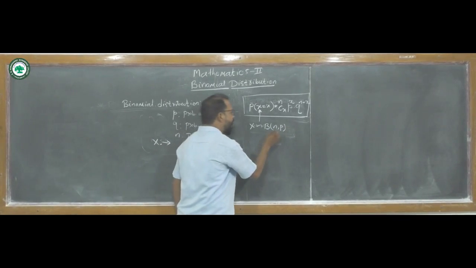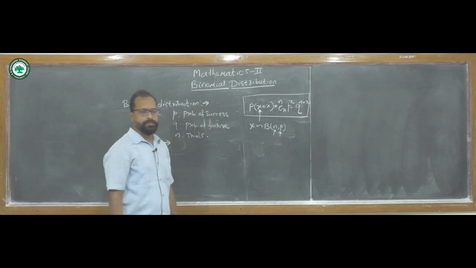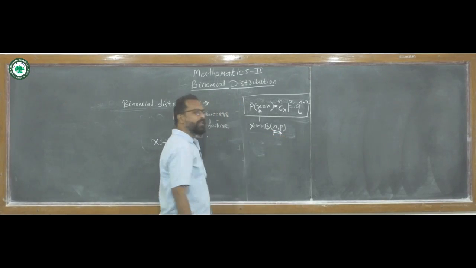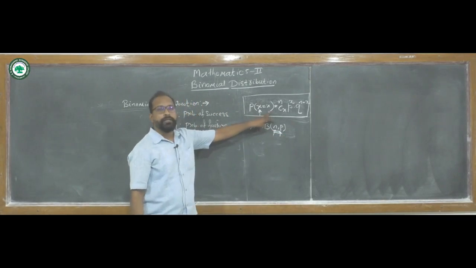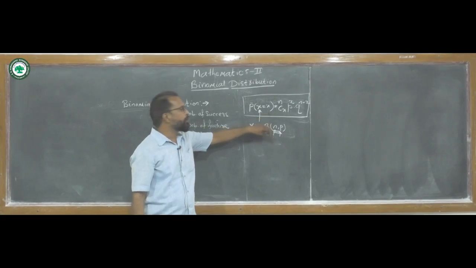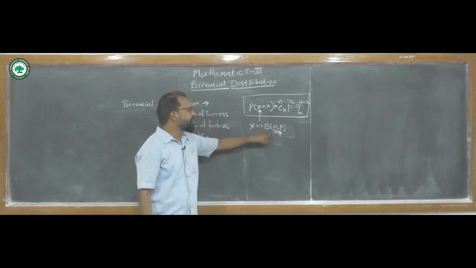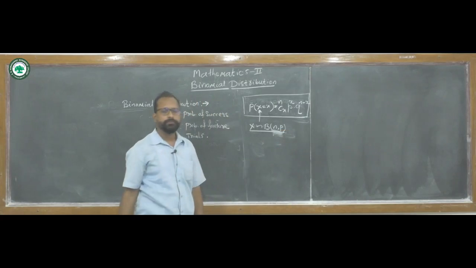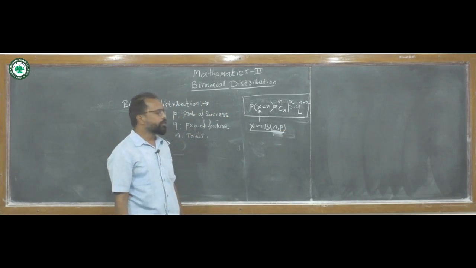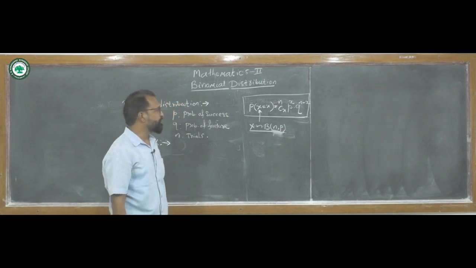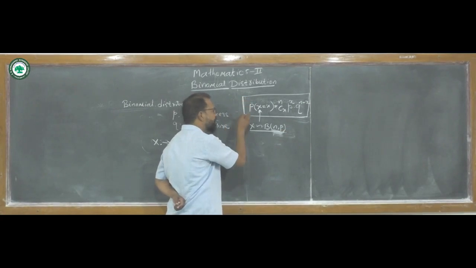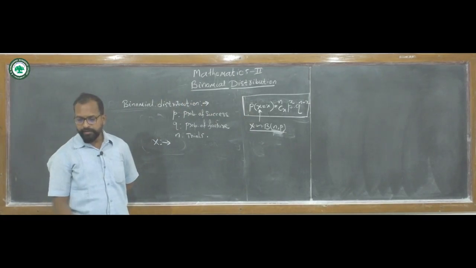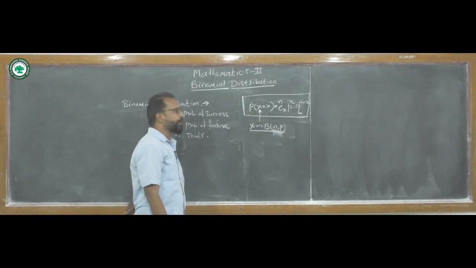Here n and p are called the parameters, because if you know the values of n and p, we can find the probability for any value of x. So n and p are called the parameters of the binomial distribution. So now we get the definition of the binomial distribution. Now by using this formula, we solve some examples.